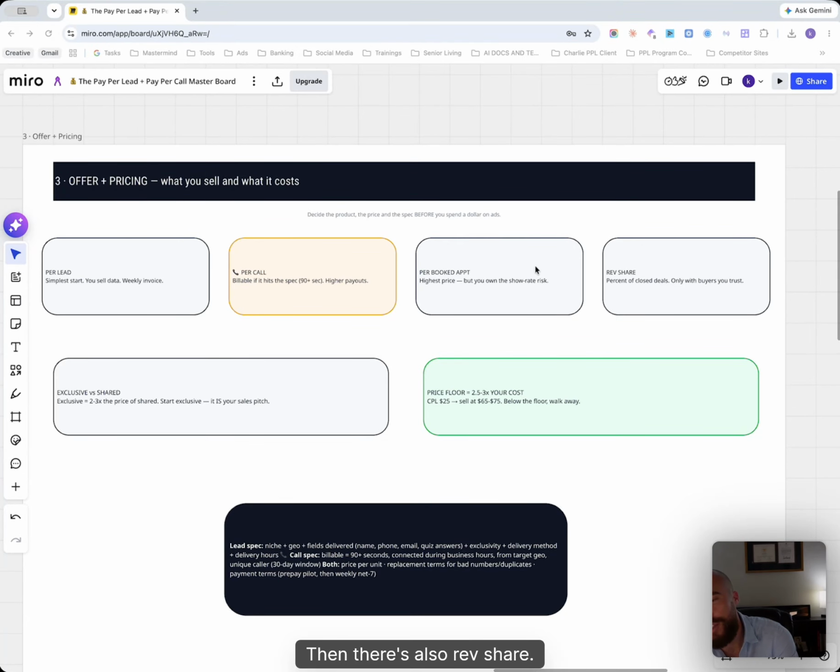Then there's also rev share. With rev share, you can get paid on a revenue share. This is what I do in one of my verticals in senior living. For every placement I make in a senior living center, I get paid for it, right?